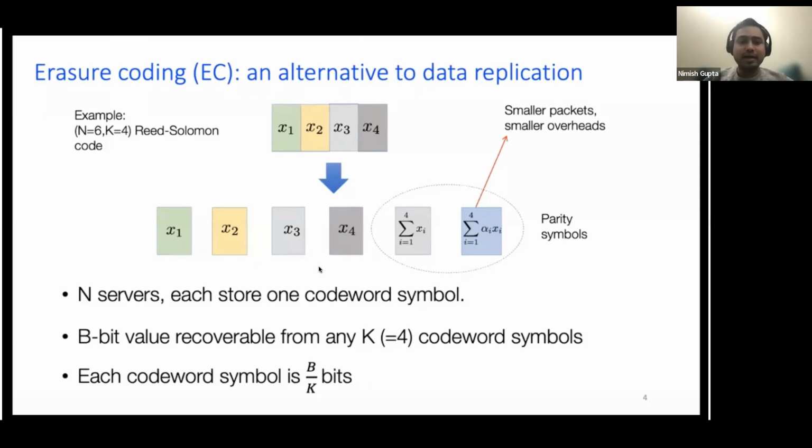And the data is recoverable from any of these 4 chunks, and each chunk is b by k bits, where b is the original size of the chunk. Erasure coding is widely used across archival systems, especially in the same data center. But this paper explores it in a strongly consistent system, which is geographically distributed across multiple data centers.